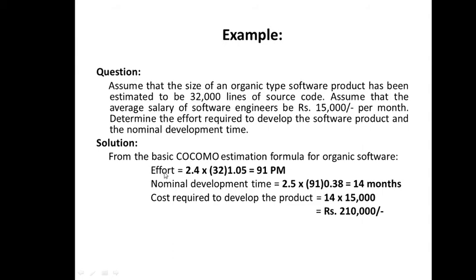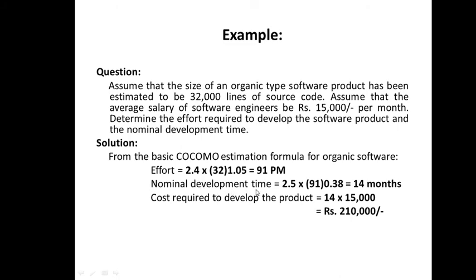So how is effort calculated? Simply, for the organic type you will use the expression A1 KLOC raised to A2. So A1 is 2.4, we'll get it from the table. Kilo lines of code is 32, raised to the power 1.05, that is the value of A2. Roughly it comes out to be 91 person-months. Okay, it is not an exact value, it is an approximate value. It comes out to be 90 point something, right? So the approximation we have taken is 91.